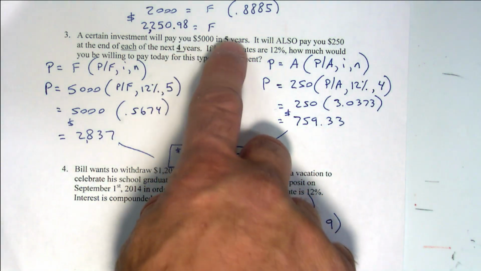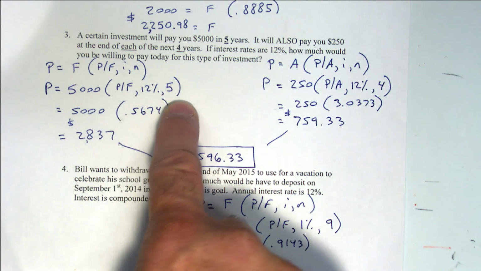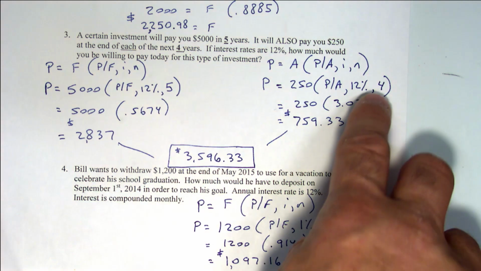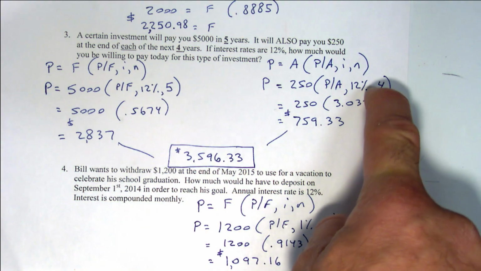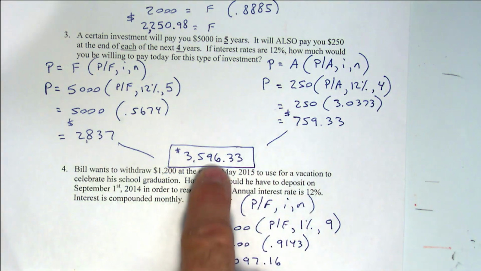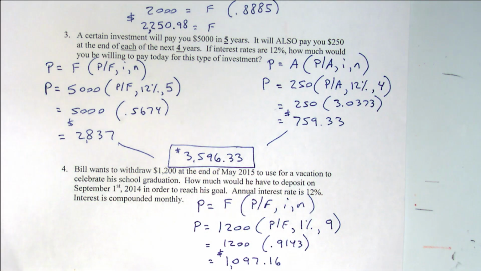It gives you $5,000 in 5 years, but it also pays you $250 at the end of each of the next 4 years, right? So what would you pay for that if it did both of those things? The sum of those answers, which is that. And again, if you're off by a dollar or less, it's probably just a rounding issue, all right? Okay, and I certainly don't take off for that.